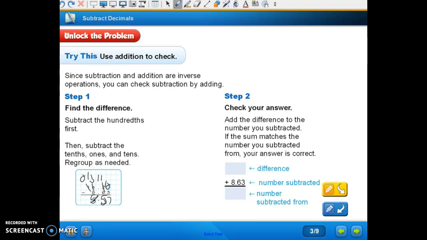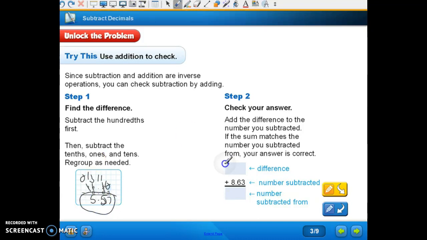57/100. It says step 2, check your answer. Add the difference to the number you subtracted. If the sum matches the number you subtracted from, your answer is correct. What's the definition of a difference? Why do we use difference when we're subtracting? What part of the expression or problem is that? Difference is the answer to the subtraction problem. So this is the answer to our subtraction problem, right?